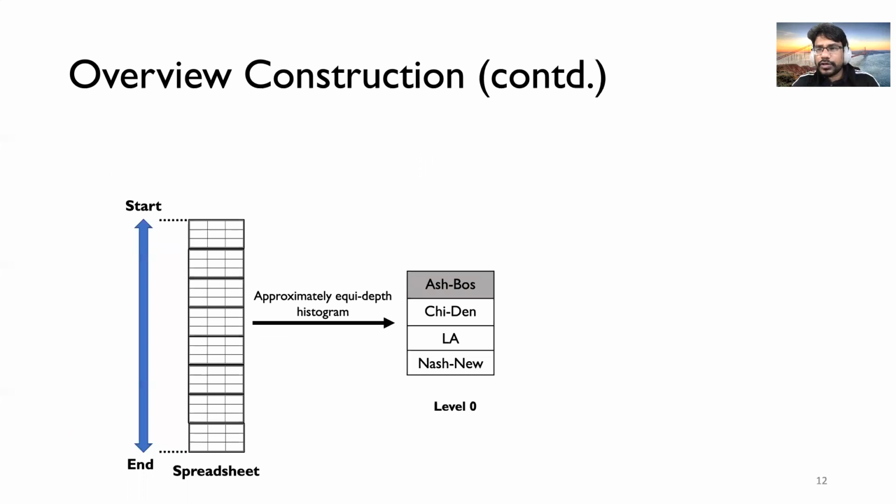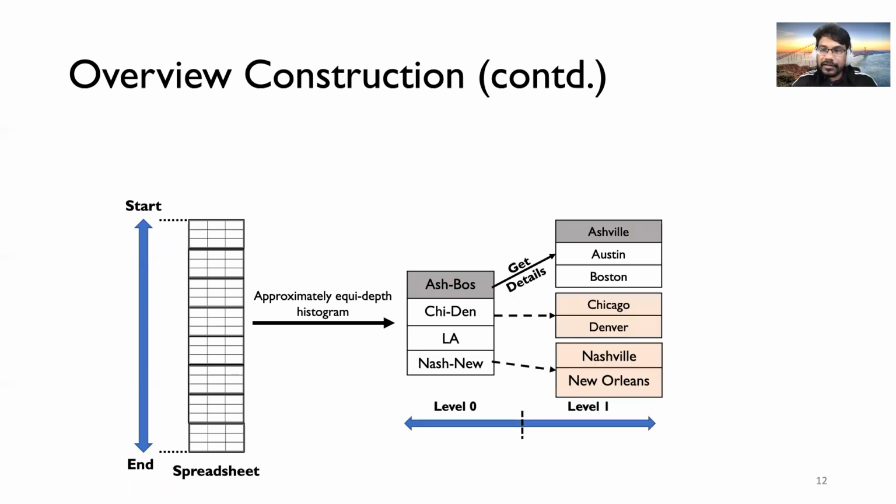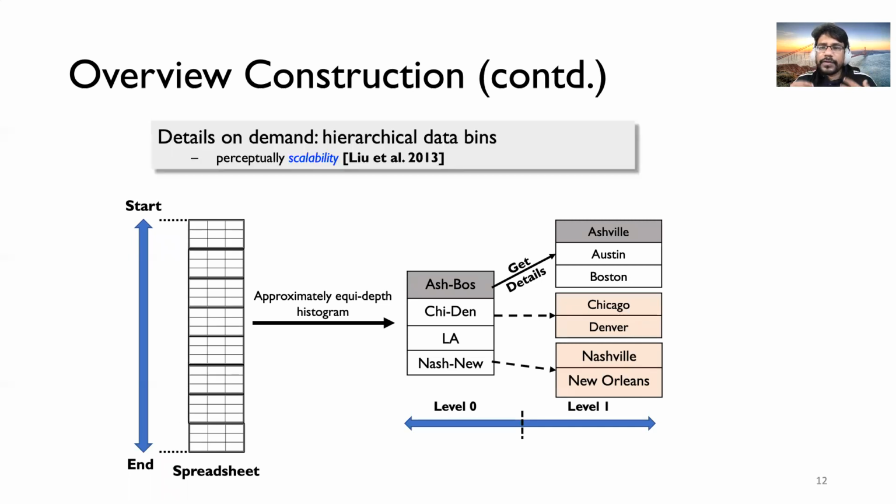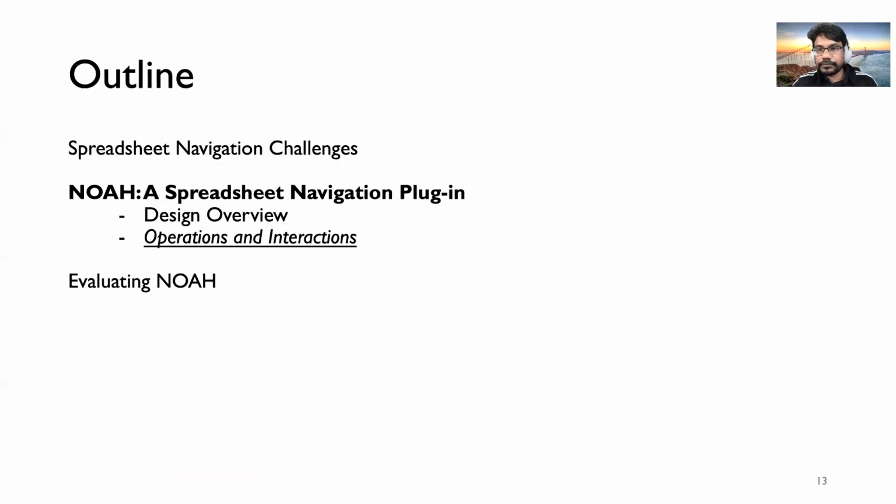Now, given this histogram, what happens if the user wants to get more details of a specific bin? We simply construct another equidepth histogram with only the relevant records. Therefore, the overview is a hierarchical histogram, and this hierarchical representation makes the data perceptually scalable. Now let's look at some interactions that users can perform on the overview.